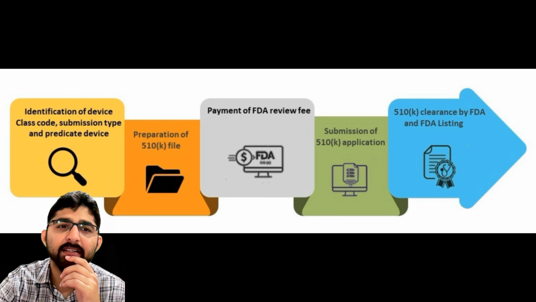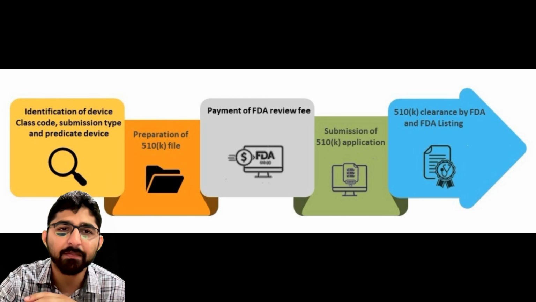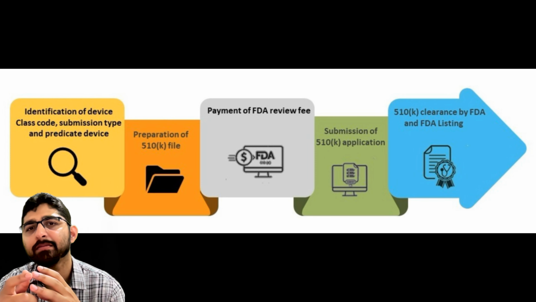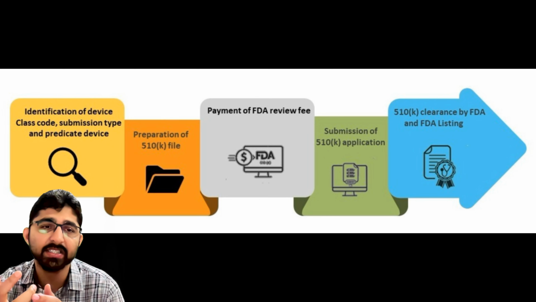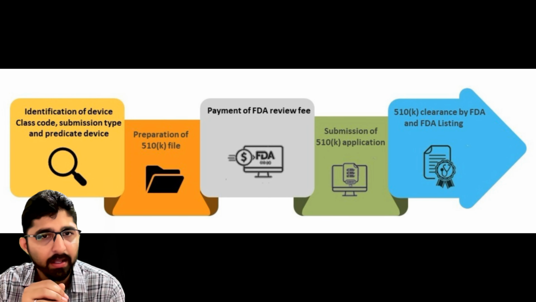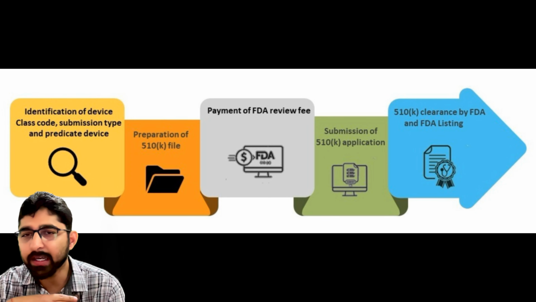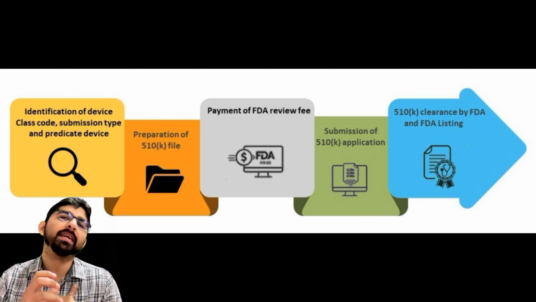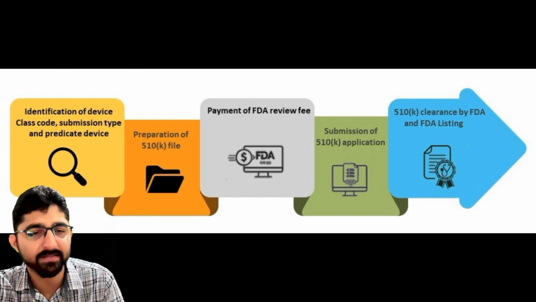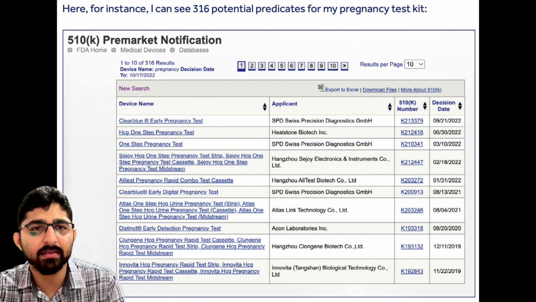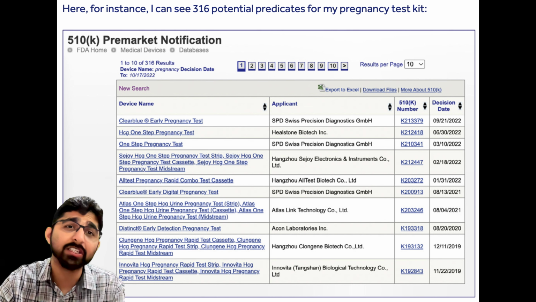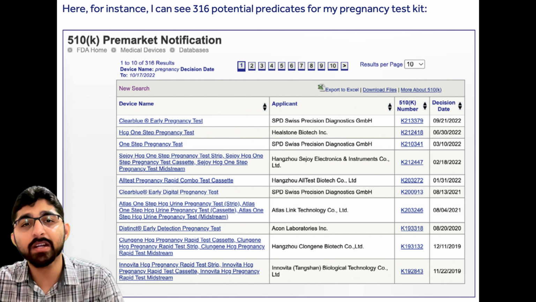The moment you find this information, now what happens? You need to prepare the 510K file. So before I go with the preparation of the 510K file or the 510K dossier, I need to help you as to how to search in the FDA database. Assuming I am going to place my medical device, which is a pregnancy kit, into the US. So I need to go into the database and search by typing the respective sections. As you can see on my screen, I have put in some values and I got almost 316 potential predicates of my pregnancy test kits which are already prevailing in the market.